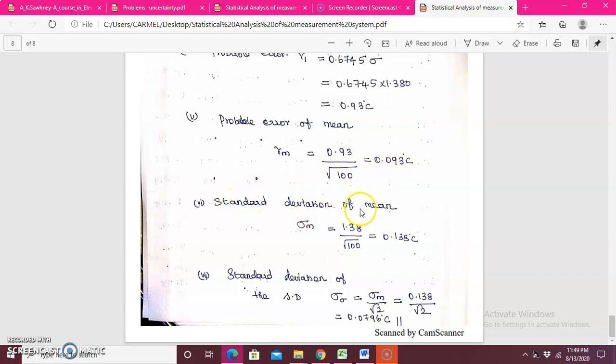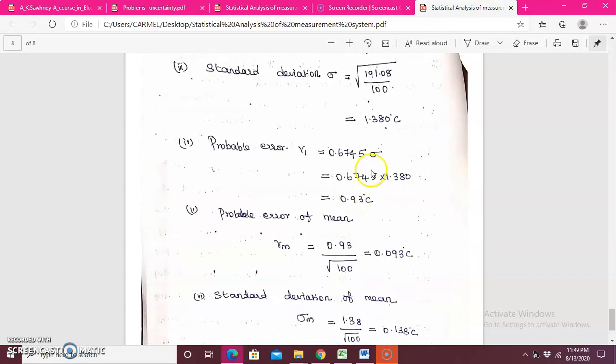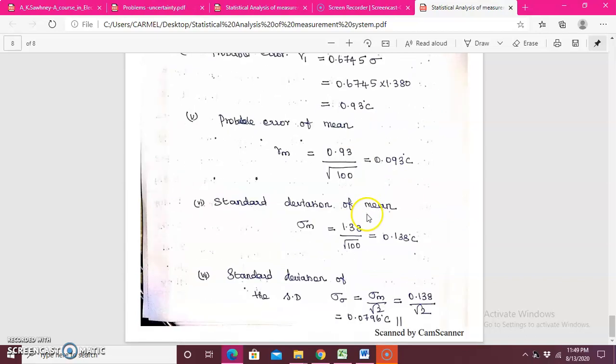Then the standard deviation of the mean, sigma m, is equal to 1.38. That is your standard deviation divided by root n, which will give you 0.138. Then the standard deviation of the standard deviation, sigma sigma, is equal to sigma m by root 2. So that will give you 0.138 by root 2, so the value is 0.0796 degrees centigrade.